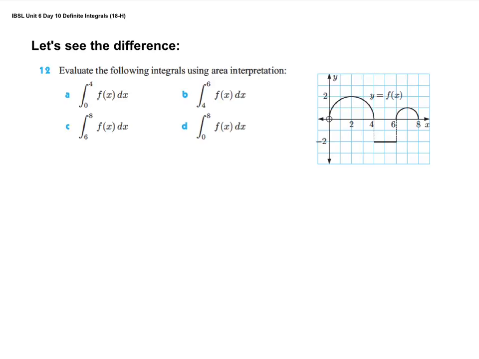Now, let's actually look at this with an example. And here we have this function f of x, and it's made up of a semicircle, and the semicircle has a radius of 2. And then it has this line segment down here, so there's a point of discontinuity at 4, and there's another one at 6, okay? And then we have another semicircle here from 6 to 8 with a radius of 1, okay?